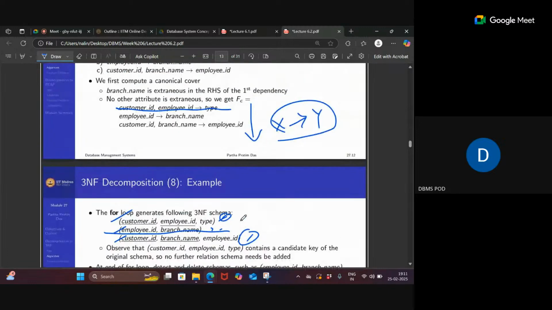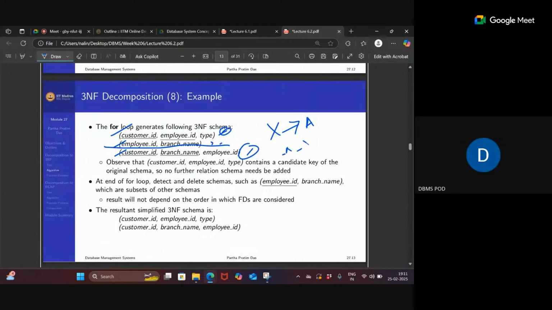So how to find it? First check whether the given schema is in 3NF. In order to check, we look for a non-prime attribute determining another non-prime attribute, or for each FD X determines A, we compute A minus X. If what remains is part of a candidate key, then it is okay. If it is not part of a candidate key, then the relation schema is not in 3NF.